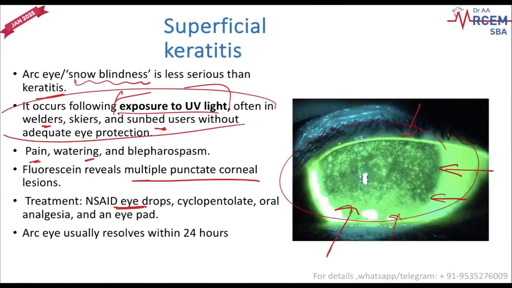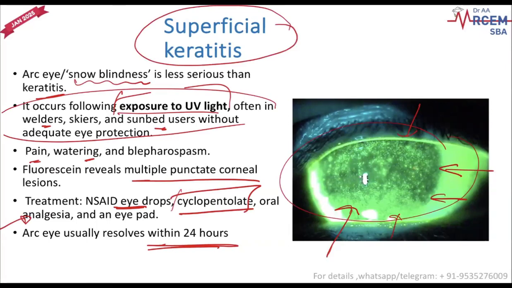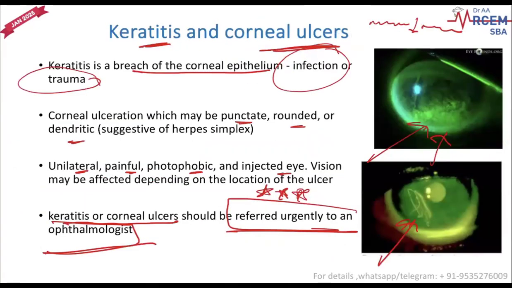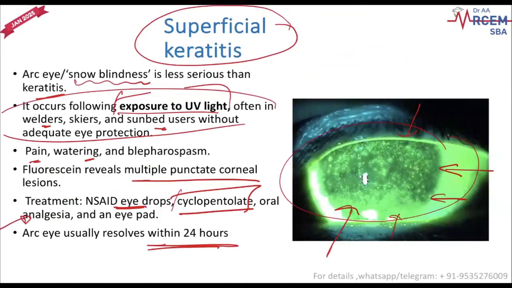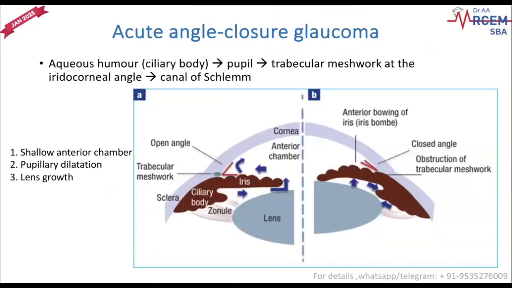NSAID eye drops are available. You can use them. Cyclopentolate is not recommended. If the pain is severe, you can ask them to take oral analgesia also, like ibuprofen, and reassure them it resolves within 24 hours. Nothing needs to be done. So superficial keratitis need not be referred to the ophthalmologist. But with corneal ulcers, you definitely need to refer to the ophthalmologist, because it can worsen and the patient might have loss of visual acuity. Permanent visual acuity loss might be present.